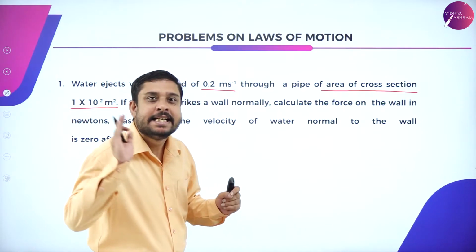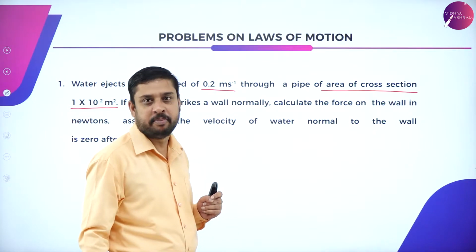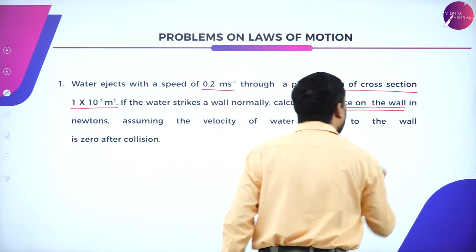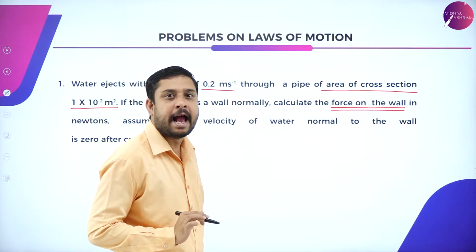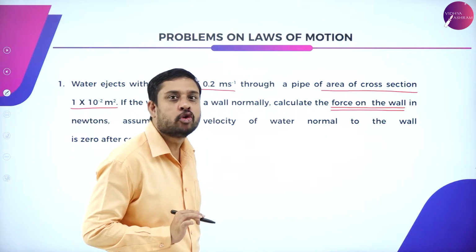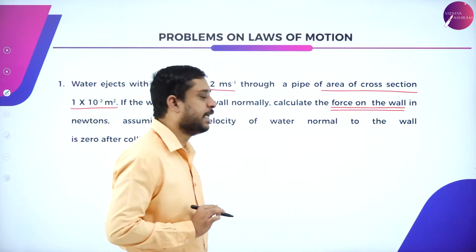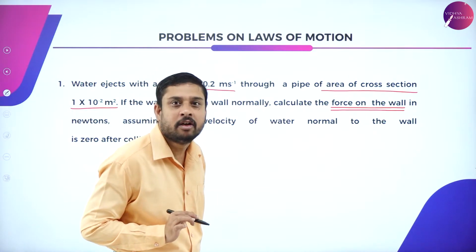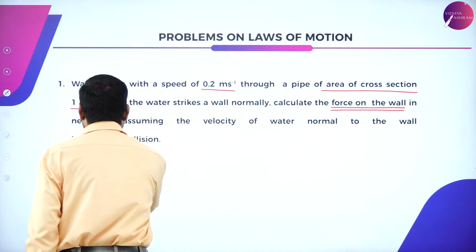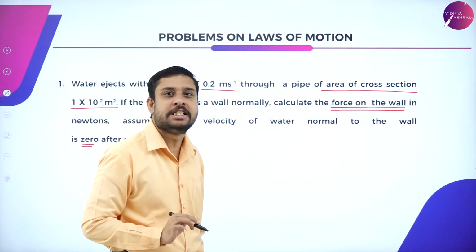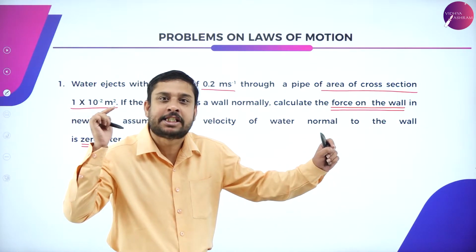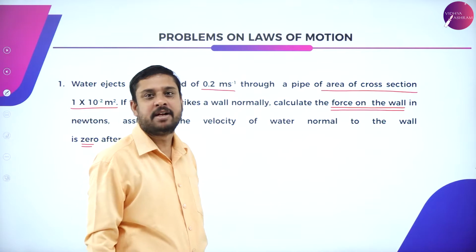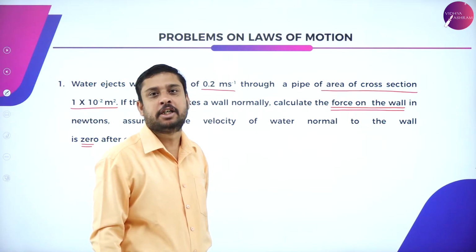If the water strikes the wall normally, calculate the force on the wall. I have to calculate the force on the wall in Newton, assuming the velocity of water normal to the wall is 0 after collision. We assume that the velocity of water striking the wall normally is 0 after collision.